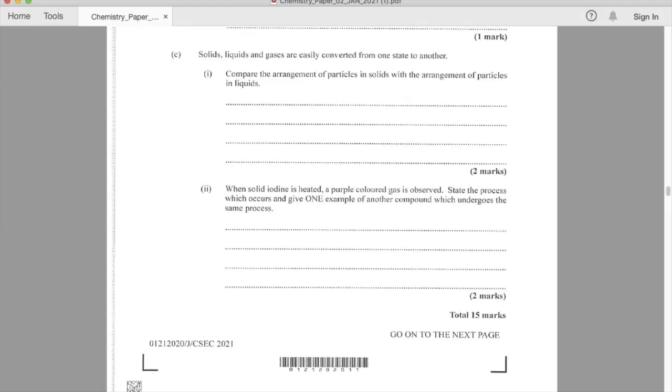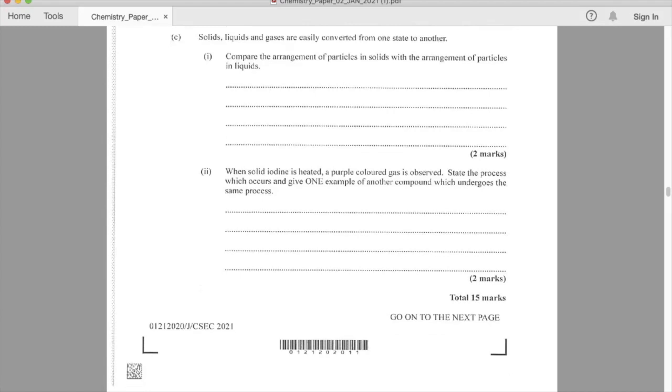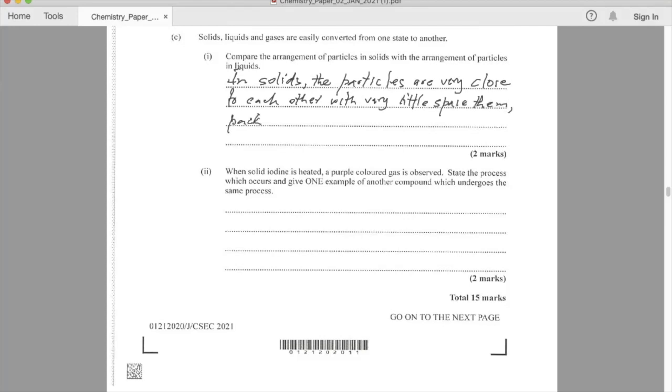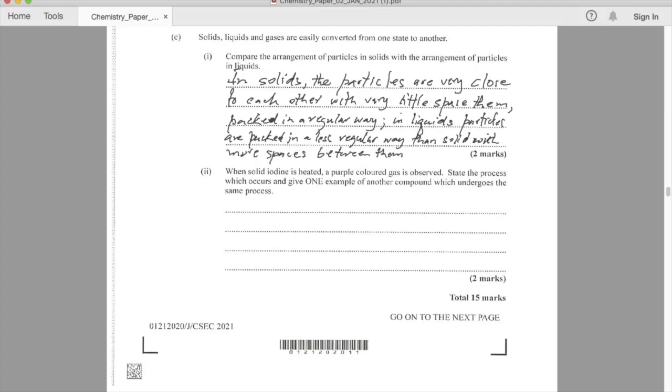Solids, liquids, and gases are easily converted from one state to another. Compare the arrangement of particles in solids with the arrangement of particles in liquids. So in solids, the particles are very close. They're very close to each other, with very little space between them. We could say packed in a regular way. And then in liquids, the particles are packed in a less regular way than solids, with more spaces between them, for 2 marks. And then we have the last question from this number 2.